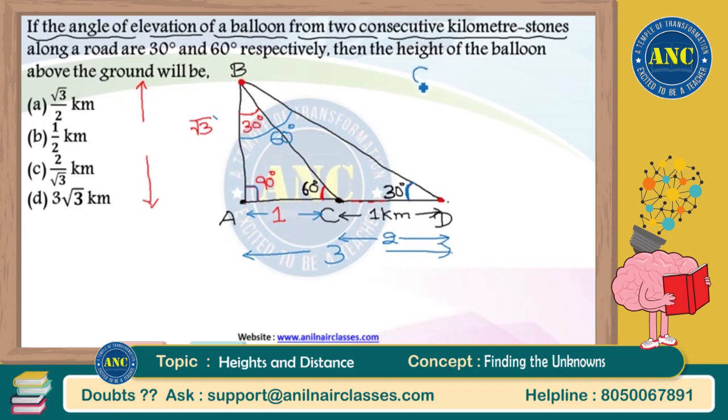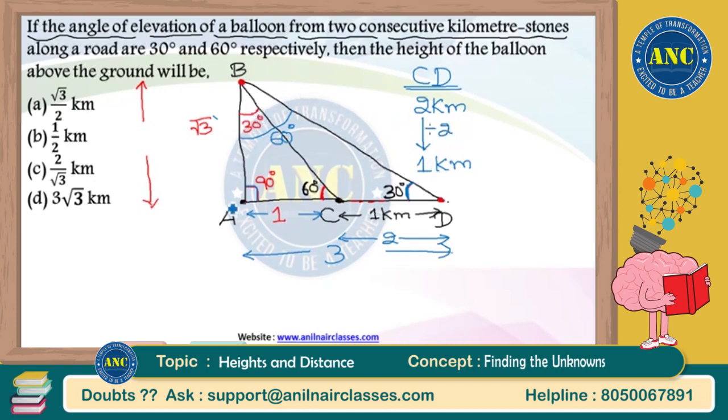According to my assumption, CD value is 2 kilometers. But according to the question, CD value is 1 kilometer. According to my assumption, it is 2. According to the question, it is 1. 2 should become 1. 2 divided by 2 is 1.